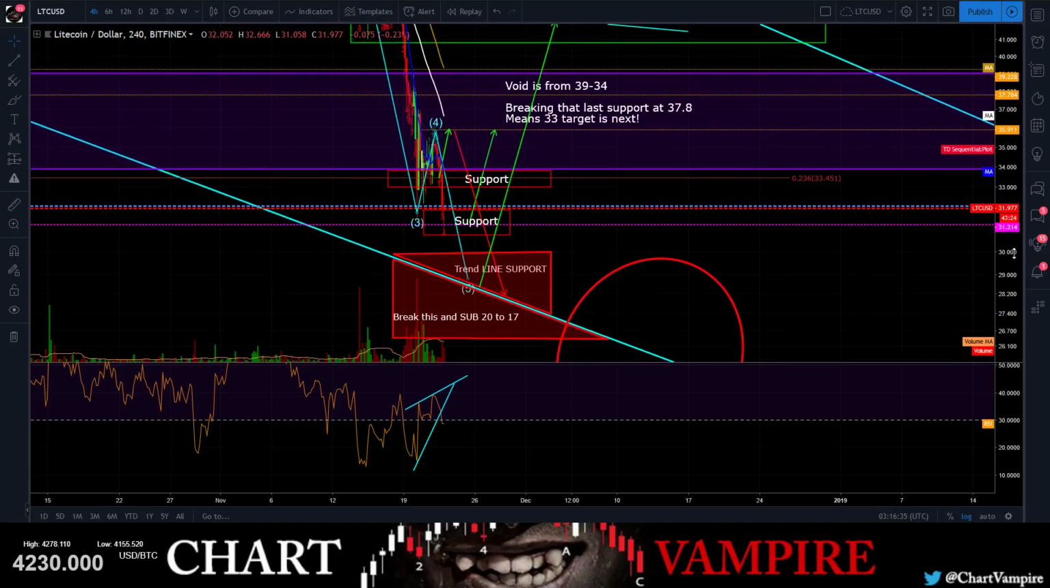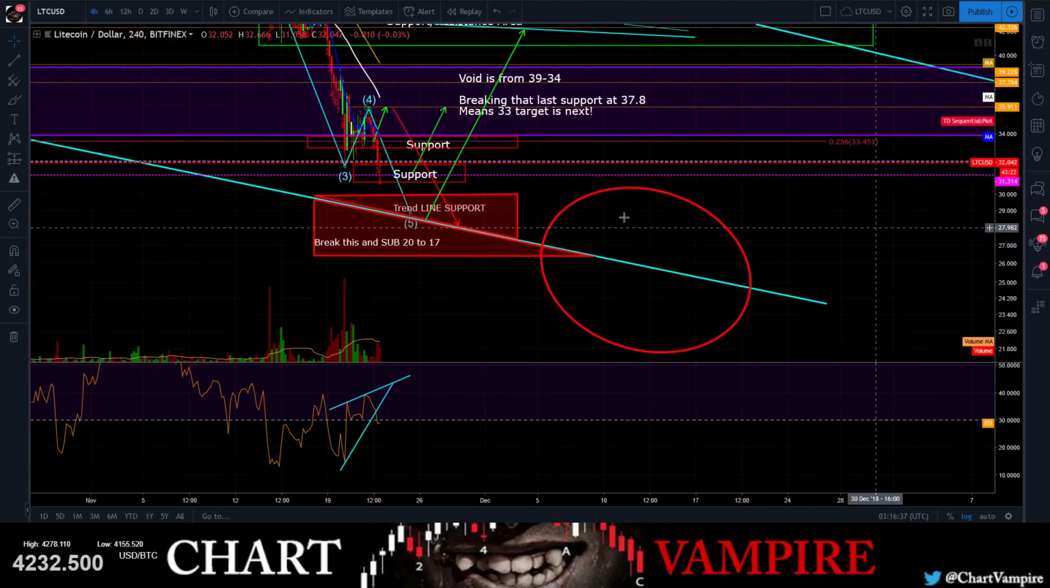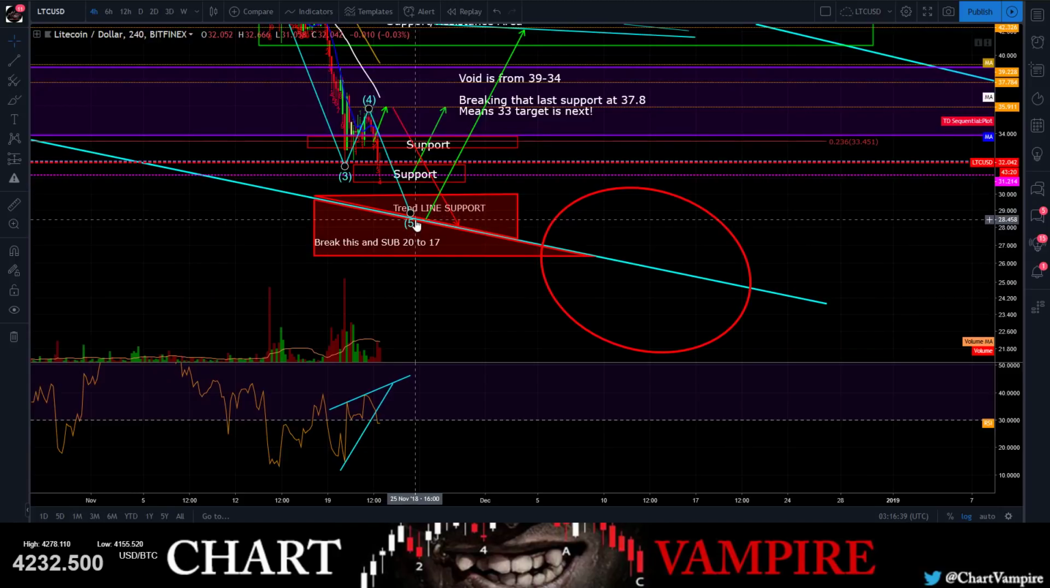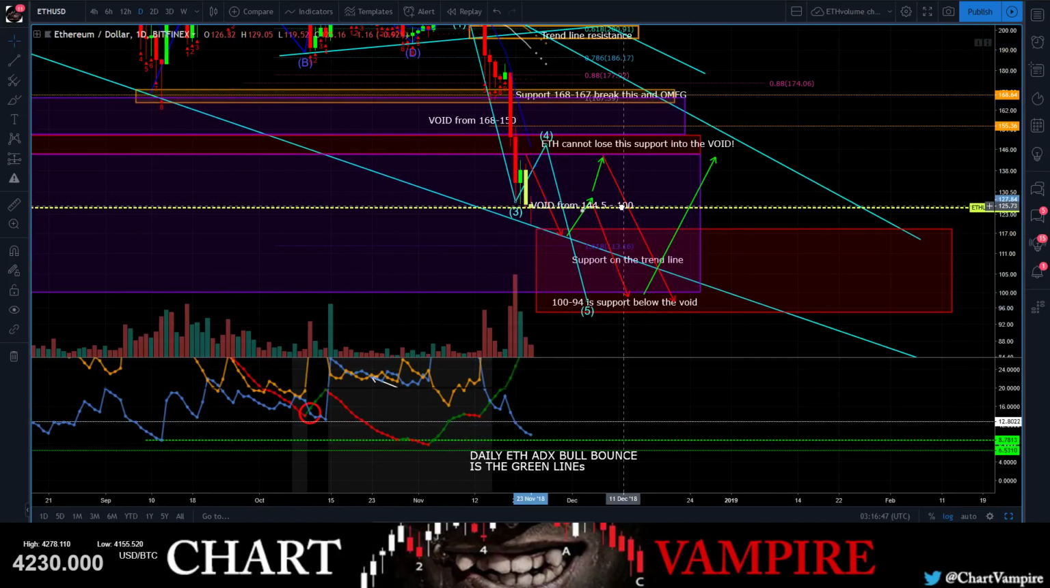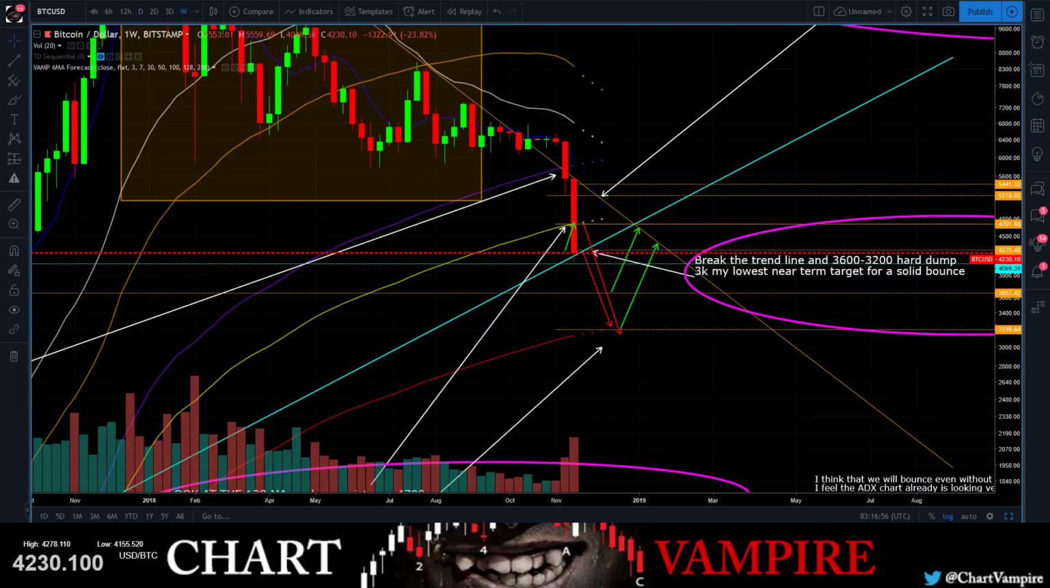We did get a bounce off of that support right there. Your trend line is a little bit lower though over here on Litecoin, and then on ETH, look at that, bang, right on the money. Just absolutely perfect, right? On the trend line, bounced off the trend line. That's just a beaut. That is a beaut right there.